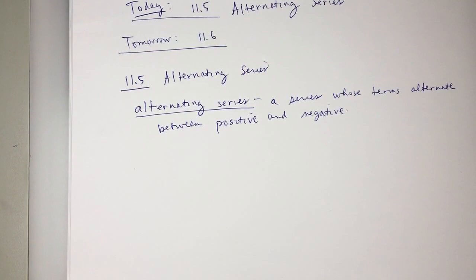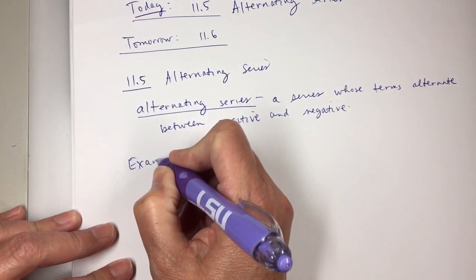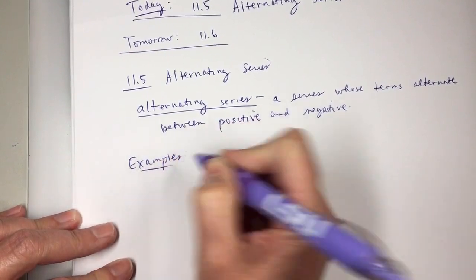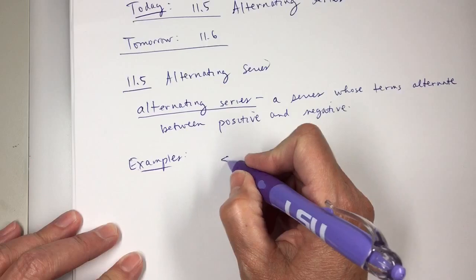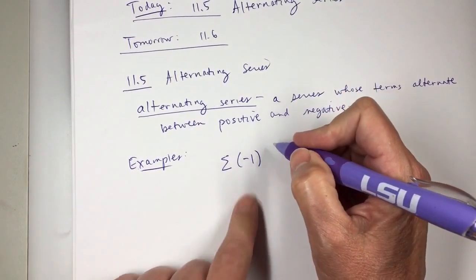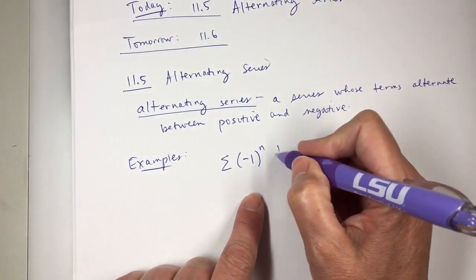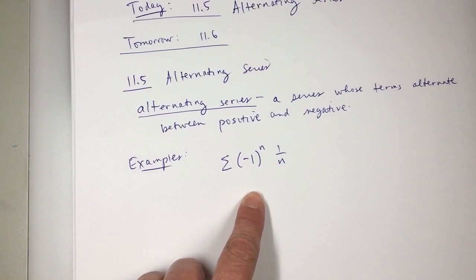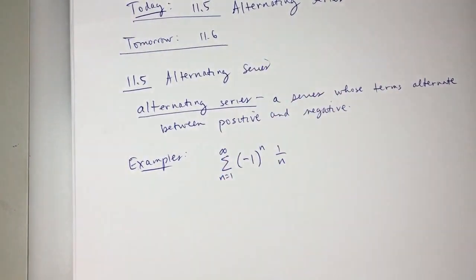So here's a couple of examples of an alternating series. We've actually seen some of these already, but here's an example. Suppose I have the series, the sum as n goes from 1 to infinity of (-1)^n over n. I'm going to start n at 1 and it'll go to infinity.